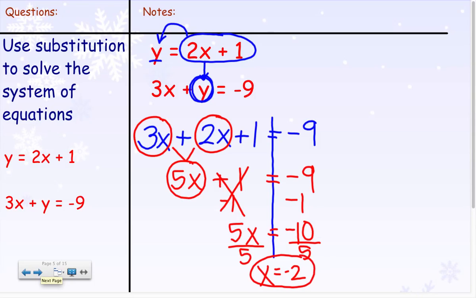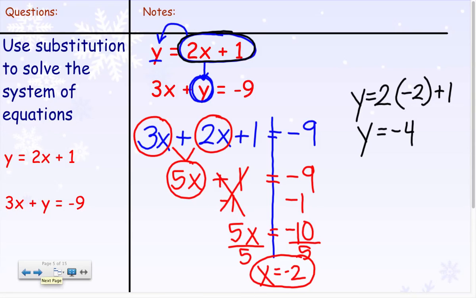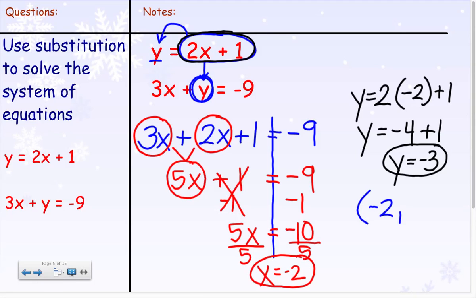Now I'm not done. That's only half of my answer. So I have to take negative 2 and plug it back into my x. And I usually do it in my circle. You can do it in the other equation, but the circle is the easiest and quickest way to do it. So I'm going to write y equals 2, and then instead of x, I'm going to write negative 2, plus 1. Negative 2 times 2 is negative 4. Negative 4 plus 1 is negative 3. So my coordinate point for my answer for this one is negative 2, negative 3.